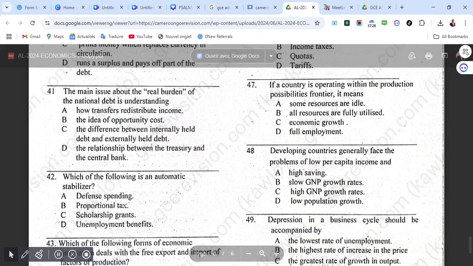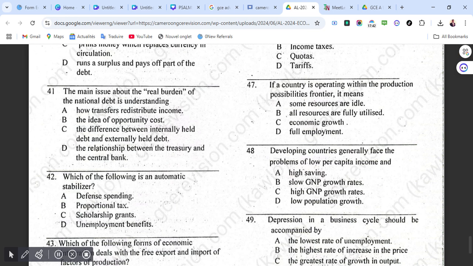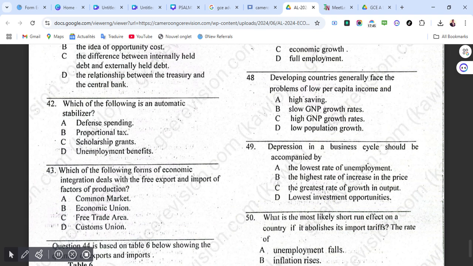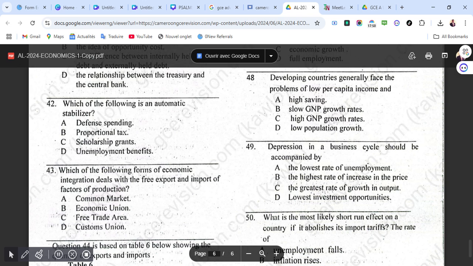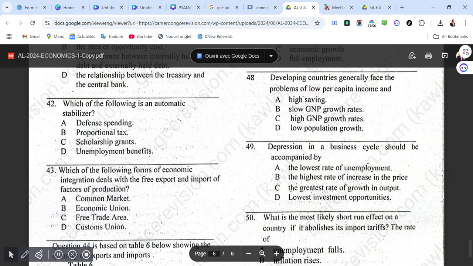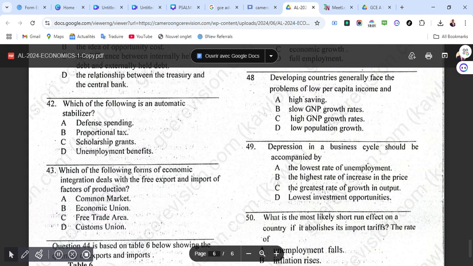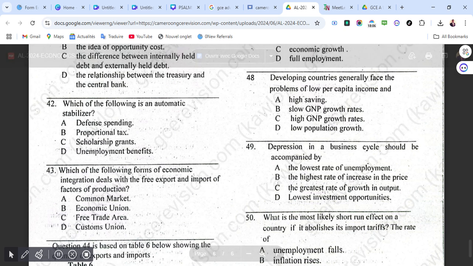Developing countries generally face the problems of low per capita income. And correct answer for 48 is B, slow GNP growth rate. Now let's go to 49. It says depression in a business cycle should be accompanied by, the correct answer of 49 is B, the highest rate of increase in the price. So this is the correct answer for 49.